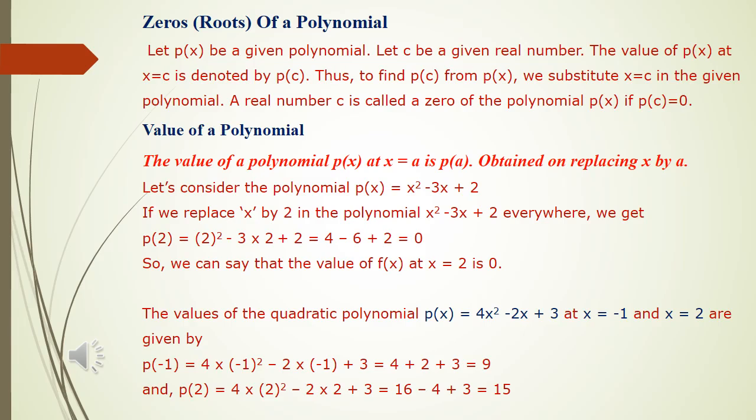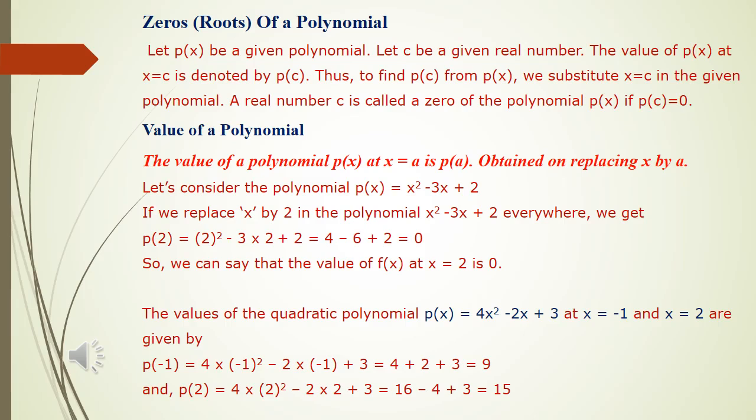Here, you should keep in mind every linear polynomial has one and only one zero. A polynomial can have more than one zero. Now, value of a polynomial. The value of a polynomial p of x at x equal to a is p of a. Again, here the variable of the polynomial is replaced by the given number.